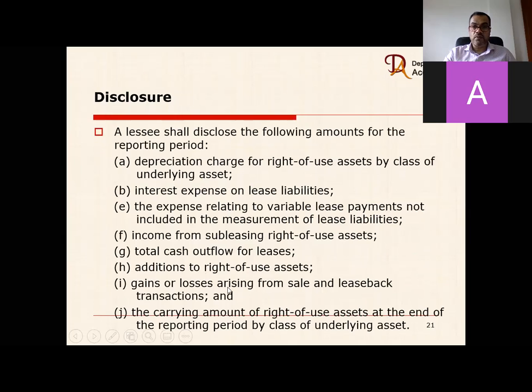So disclosures, I'm not going to detail it out. You can go through it in the presentation. Basically, as I just told you, the method, what we did, the impact to the income statement, and the position in the balance sheet, or any other additional information that you may think required for a good decision should be disclosed.